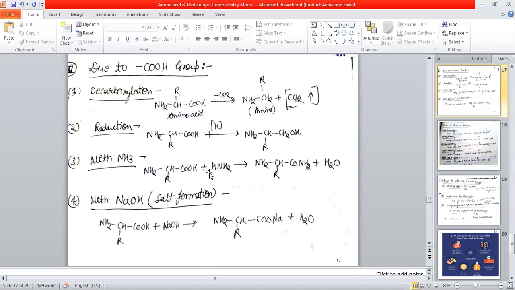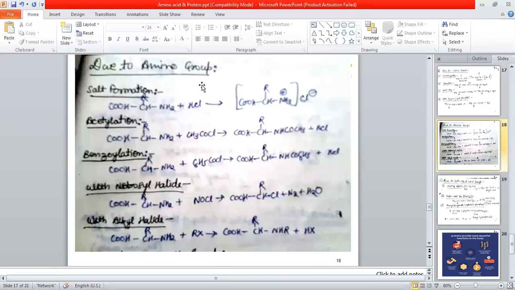And the reaction with ammonia, what will happen from here? Water will be eliminated and you will get CONH2. With NaOH, the sodium salt will be formed, and HOH, water, will be eliminated. Now the reaction with the amino group.